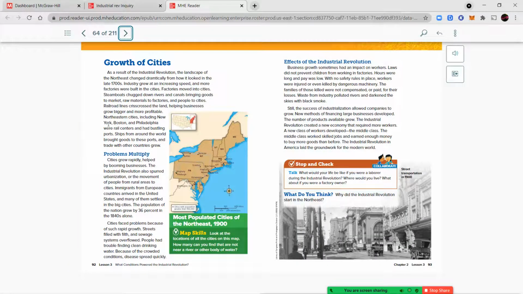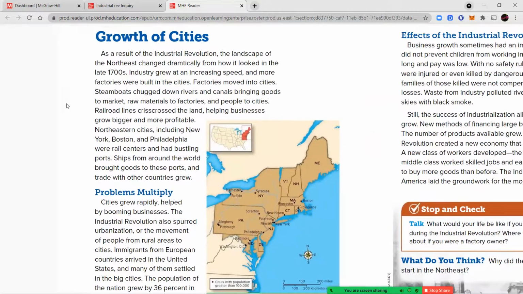Growth of cities. As a result of the Industrial Revolution, the landscape of the Northeast changed dramatically from how it looked in the late 1700s. Industry grew at an increasing speed, and more factories were built in the cities. Factories moved into cities. Steamboats chugged down rivers and canals, bringing goods to market, raw materials to factories, and people to cities.